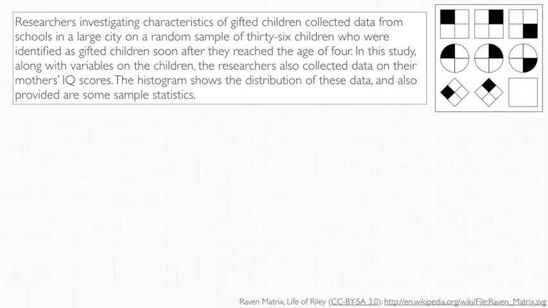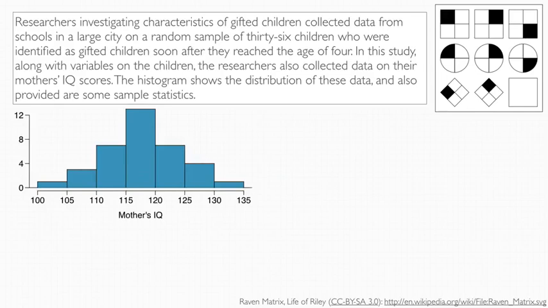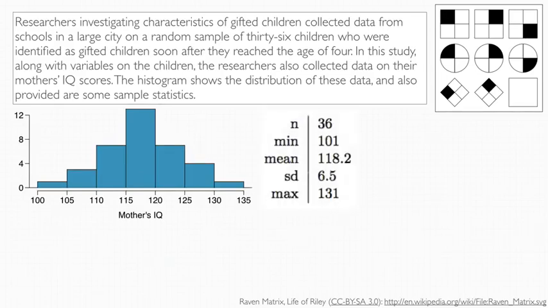Researchers investigating characteristics of gifted children collected data from schools in a large city on a random sample of 36 children who were identified as gifted children soon after they reached the age of 4. In this study, along with variables on the children, the researchers also collected data on their mother's IQ scores. The histogram shows the distribution of these data and also provided are some sample statistics.